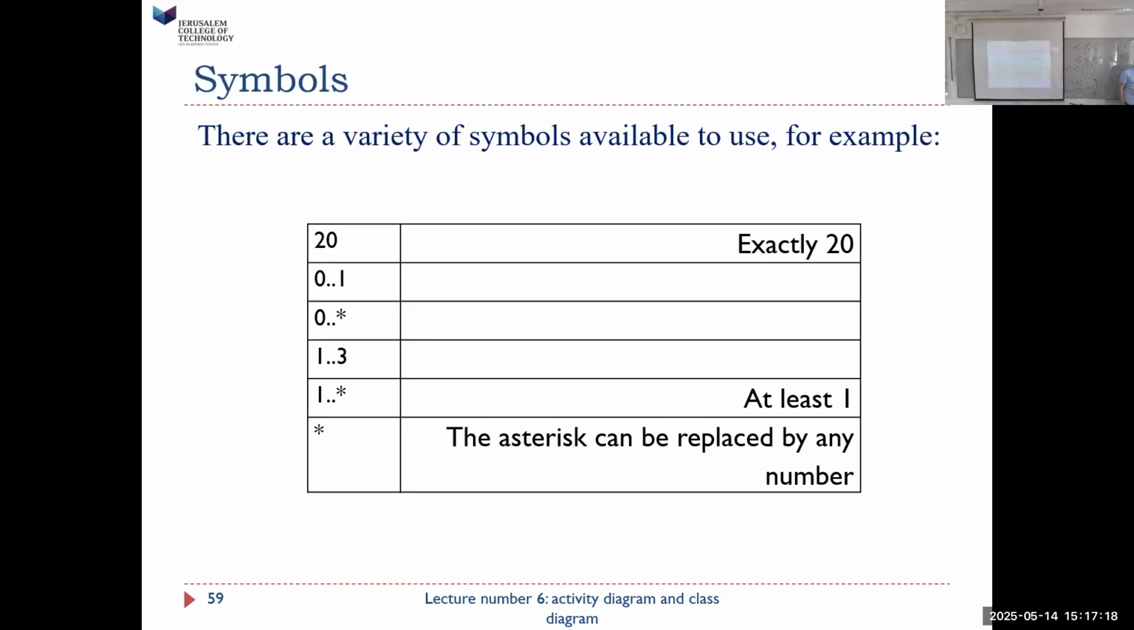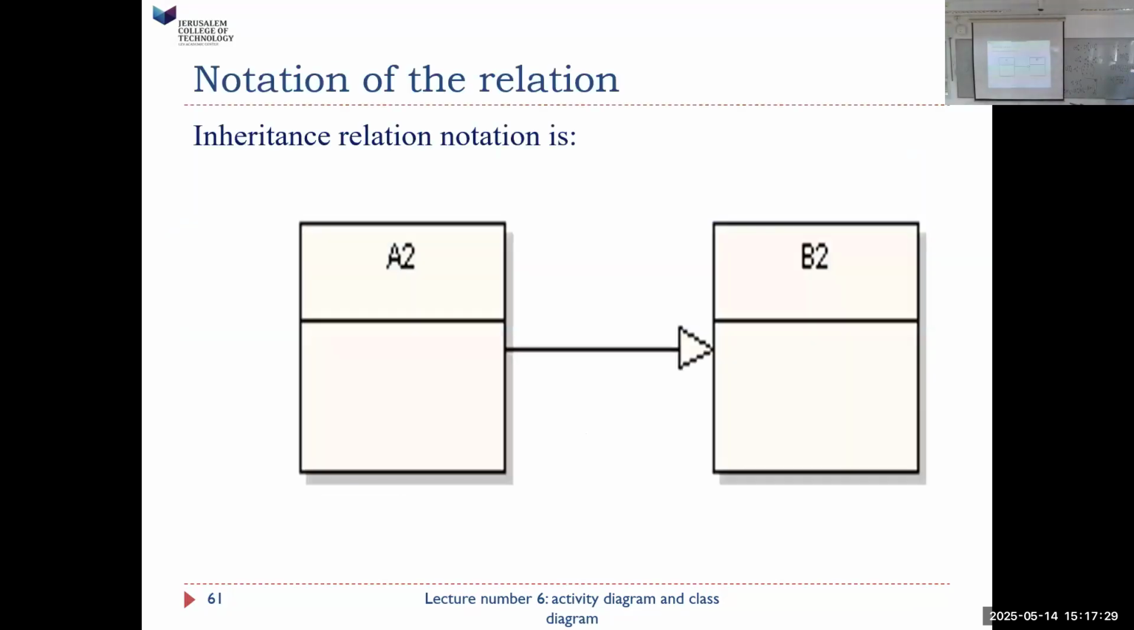So multiplicity could be 0 to 1, or 0 to infinity, or 1 to 3, or 1 to infinity, or an asterisk. It could be any amount. Imagine a picture like this, but not a hollow arrow, a regular arrow. Then what relationship would it be? Association, exactly. In navigation, it's a one-directional association.